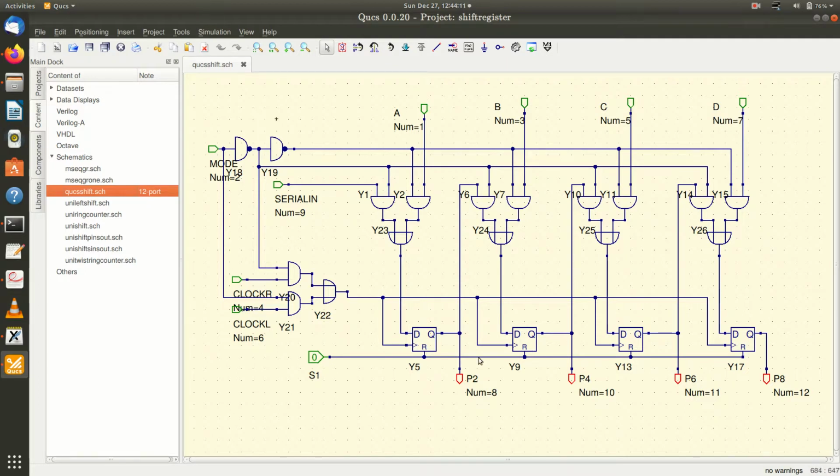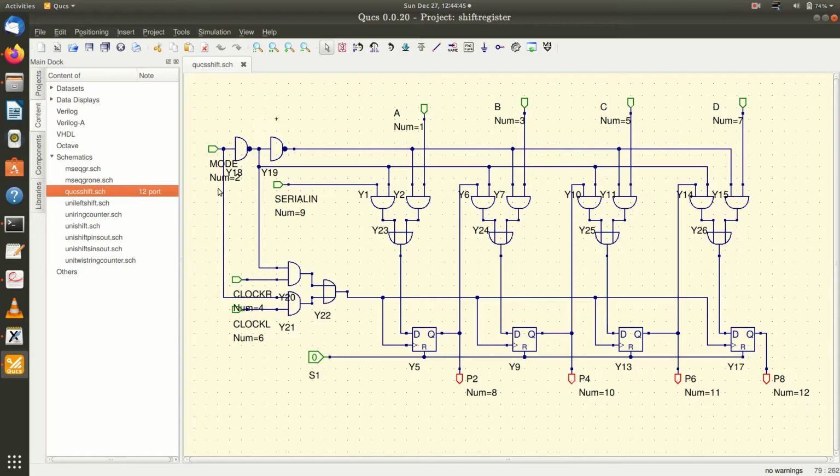You can now apply the serial data here and observe the parallel output through these output ports. Or you can observe the right shifting with the clock, because when mode equals 0, the right shifting clock is enabled. If you want to do left shifting, you have to change this mode to 1, but before going to that, let us see the parallel operation.